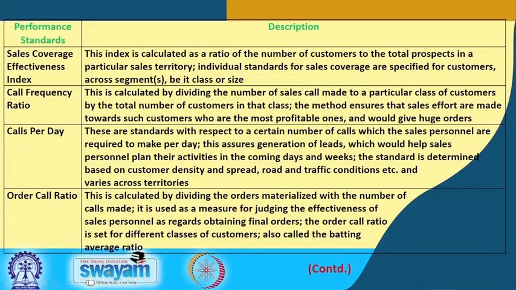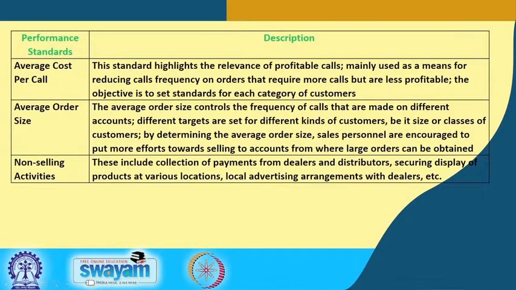Then we have the order call ratio, which is calculated by dividing the orders materialized by the number of calls made. So in a way, what we are talking of is the number of orders received to the number of calls made. It is used again as a measure to judge the effectiveness of salespersons in obtaining final orders, and it is also popularly called the batting average ratio, and these are again set for different categories or classes of customers, whether they are high, medium or low profit potentials.